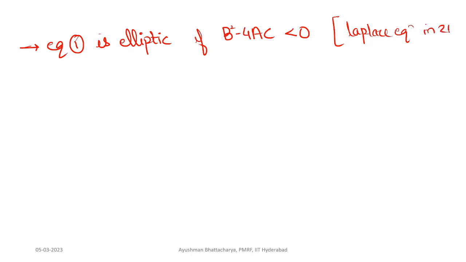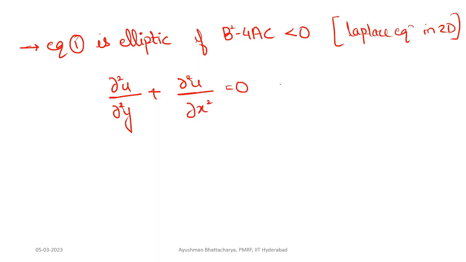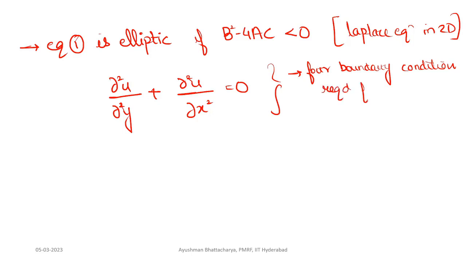Okay. So here d square u by dy square plus d square u by dx square is equal to 0. For solving this elliptic equation, you need four boundary conditions. Okay, four boundary conditions are required for the solution.